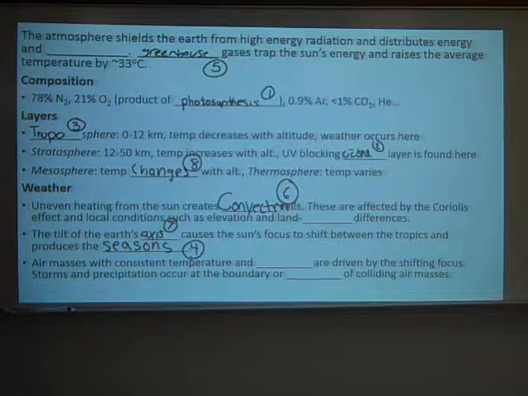So, like I said, probably one of the main functions is the fact that it does reflect much of the harmful radiation from the sun. It also distributes energy, like I just said. It heats up, expands, moves through convection, displaces that energy, and then loops around in currents very similar to ocean currents, but with some differences, which we'll see.